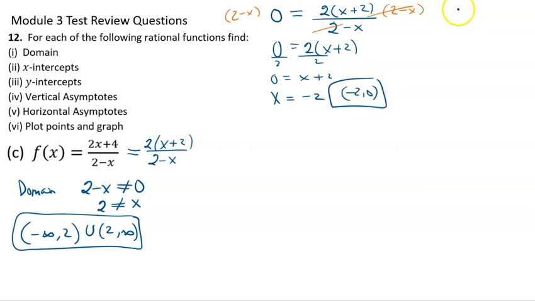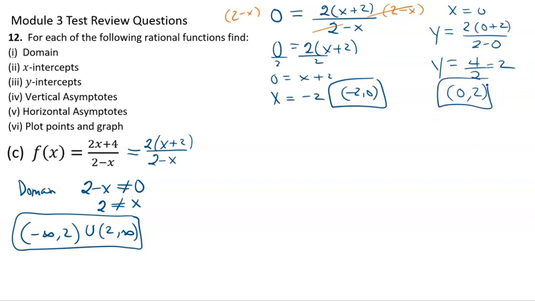Now the y-intercept I'm going to do right over here to the right. That's when you let x equal 0. So y is equal to, you know, y and f of x are the same thing. y is equal to 2 times 0 plus 2 divided by 2 minus 0. Or you could use the original, 2 times 0 plus 4, no parentheses, divided by 2 minus 0. You should get the same answer. That's 2 times 2 is 4 in the numerator, 2 in the denominator gives me 2. Again, this is a point. This is the point (0, 2), my y-intercept.